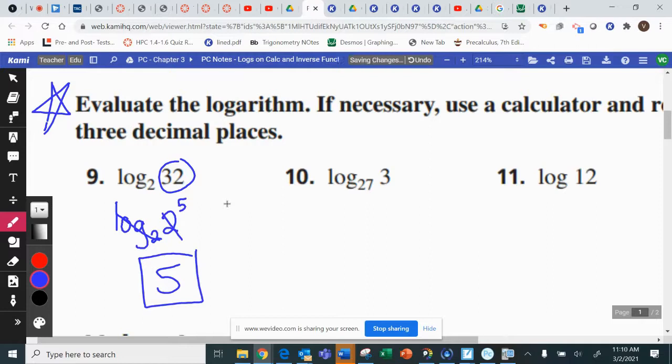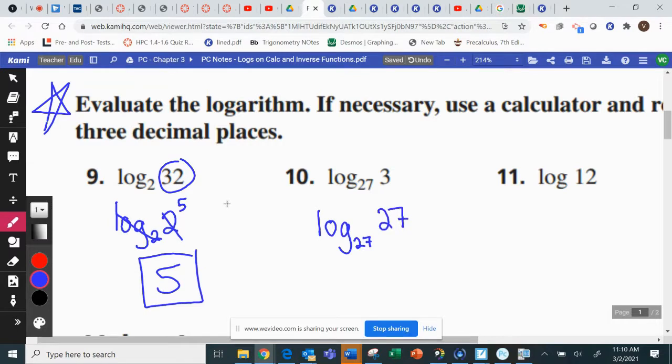Next one. Will I need a calculator? Should not need a calculator for this one. So I'm going to write log base 27. I can't change the base, but I can change the big number to a 27. I just have to figure out, how do I take 27 and change it into 3? What exponent will take 27 and change it into 3? 1/3. So those cancel and we get a third for our answer.